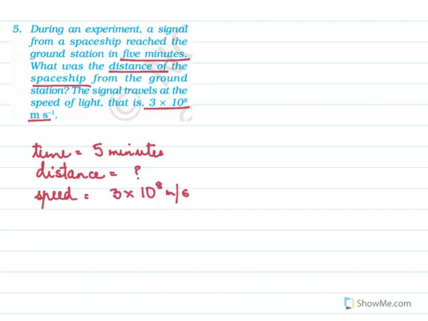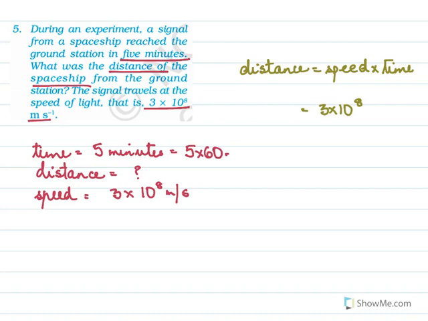Now we know the formula for distance is speed into time. When there is no acceleration, we use this formula for distance, speed into time. The speed is 3 into 10 raised to the power of 8. Now some changes have to be done in the time. Because this is in minutes, we've got to make it into seconds. So that would be 5 into 60, and this would be 300 seconds.